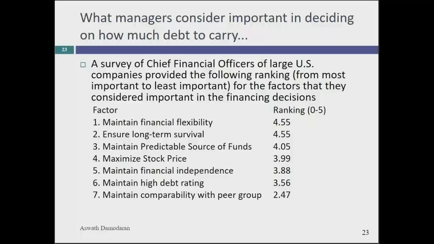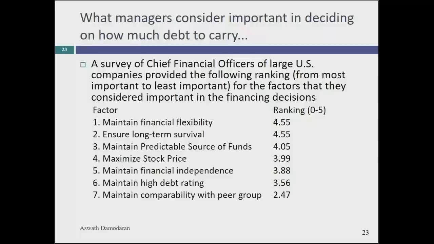This is from a survey, so take it for what it's worth, because surveys are not exactly the most reliable way to collect information. So CFOs of companies were asked what they thought about, when they looked at the different factors and whether they should borrow money, what they factored in. Starting at the top, that's what they said was the most important factor to them, and working down. They said the most important determinant of whether they borrowed money was maintaining financial flexibility. That was number one. Right below it was long-term survival.